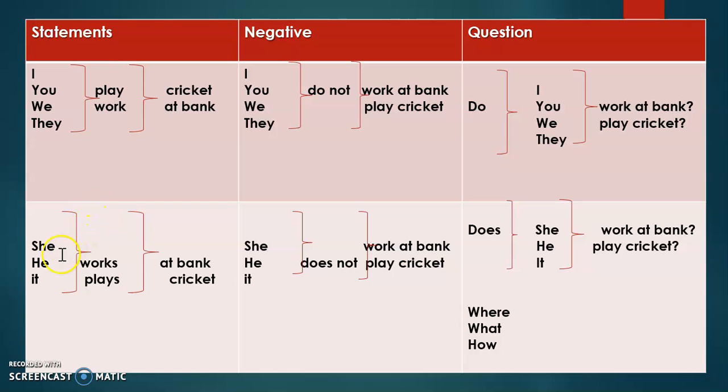Now let's come to another group of pronouns: she, he, and it. She plays cricket. He plays cricket. What is this s here? Actually, it stands for does in the sentence, but we add it with the verb. That's why we say she works at a bank. Actually, it is she does work at a bank, but we need not say does separately. So we add an s: she works at a bank. Does is a helping verb, just like we had do in the previous case.